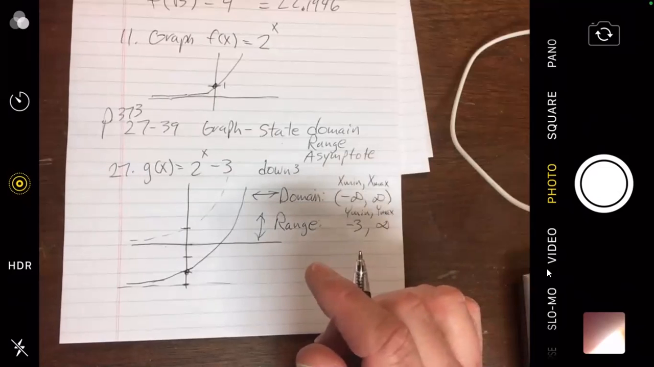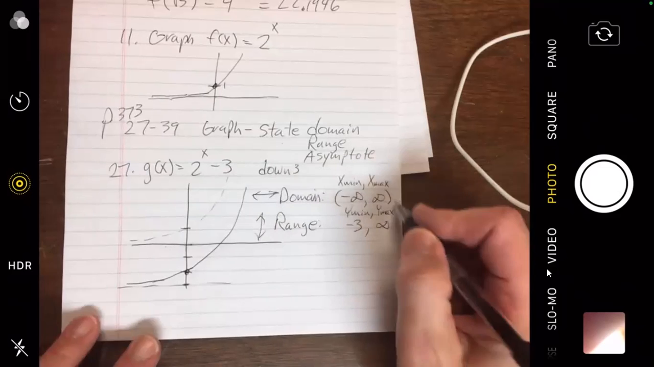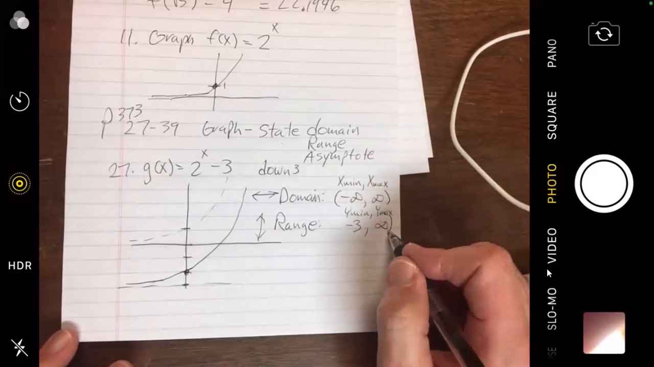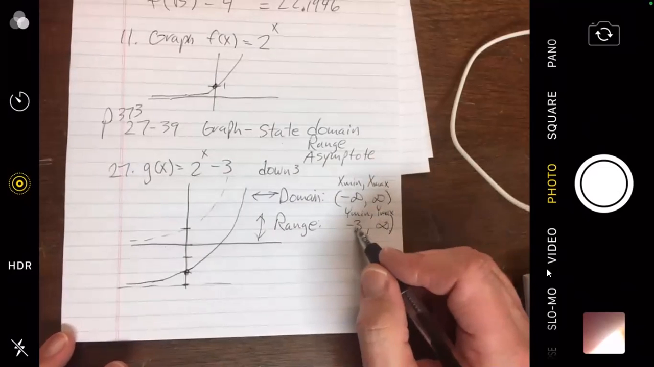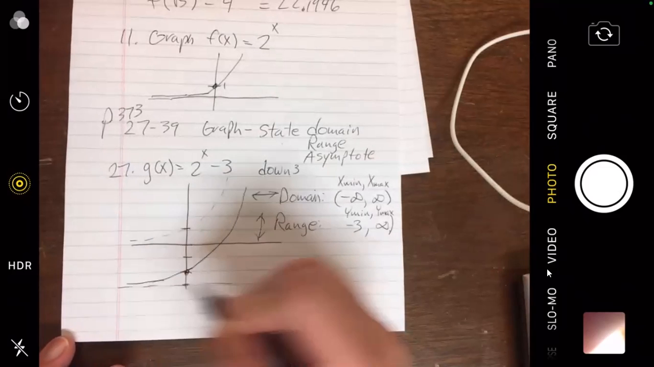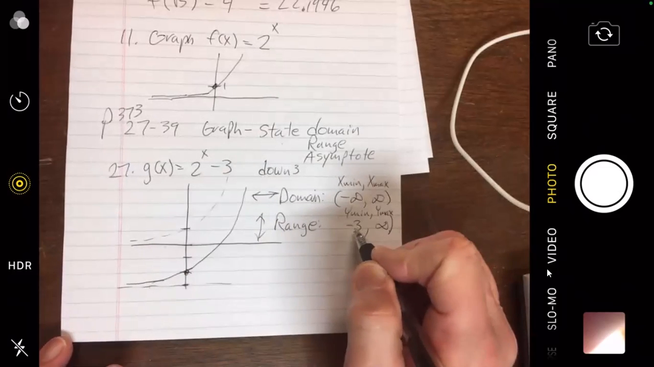Everybody kind of went dark on me. Nobody said anything. You'd always put parentheses around the infinity. You remember what you put, parentheses or bracket here? Notice, remember, it never touches this, so it's never equal to -3. That would take a parenthesis.